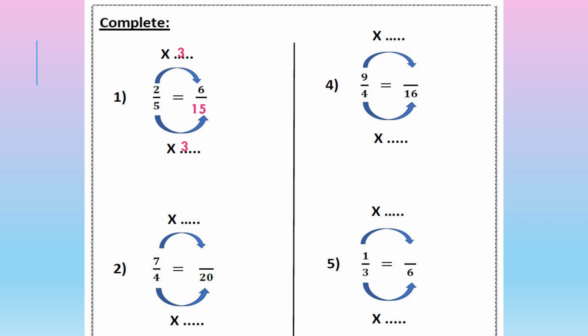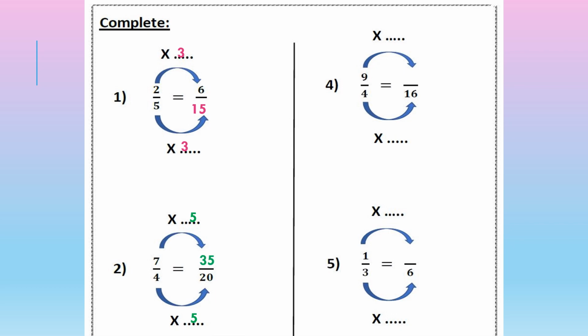Number 2, 7/4 equals what over 20? Look at the denominator. The denominator here is 4. 4 times what equals 20? Yeah, 4 times 5. So I will multiply also the numerator by 5. 7 times 5 equals 35.